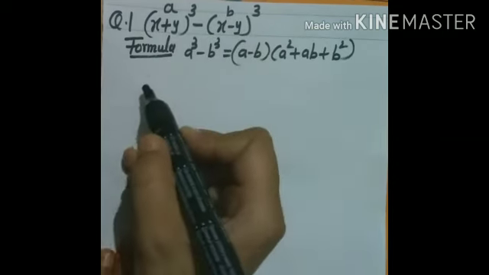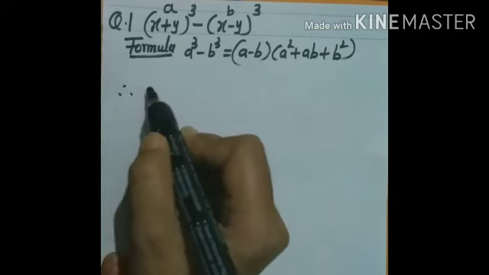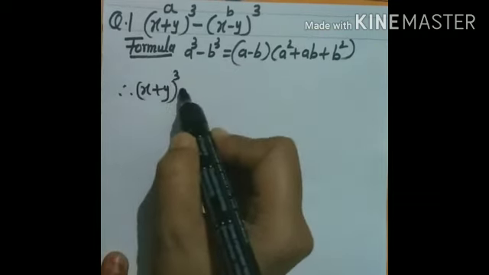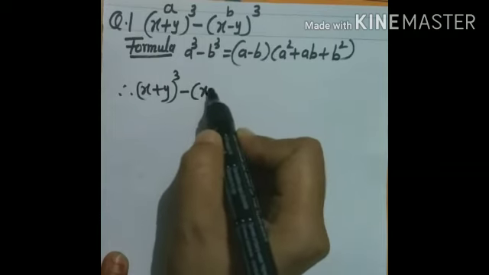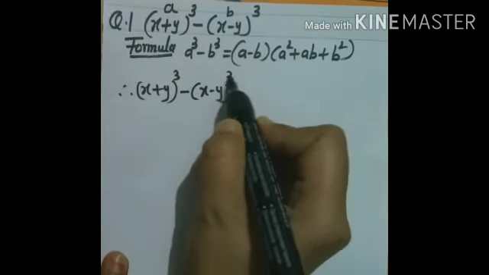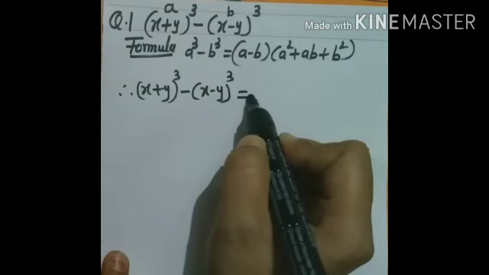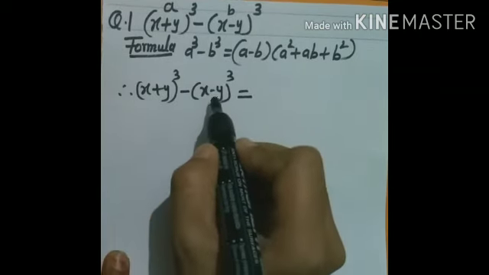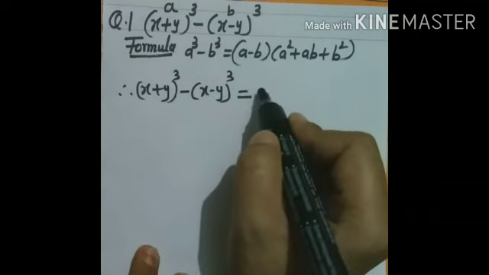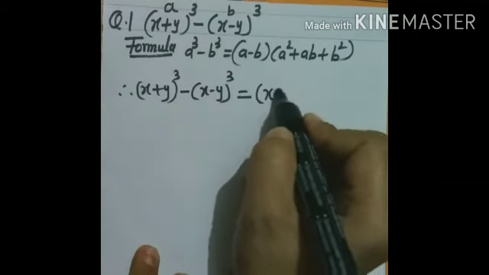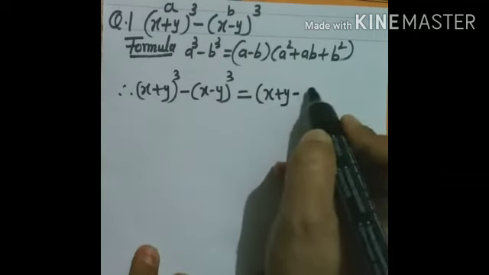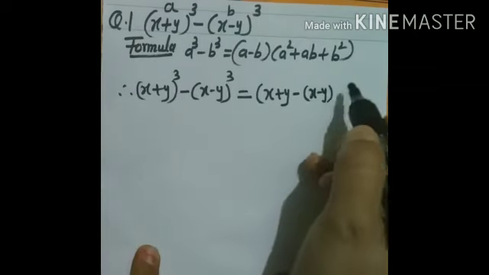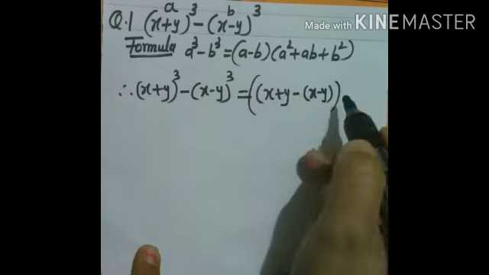So first step, children, we write: therefore x plus y whole bracket raised to cube minus x minus y the whole bracket raised to cube equal to A minus B. This whole bracket is A and this whole bracket is B. So what do we take here, children? X plus y minus x minus y. Okay children, close the bracket.